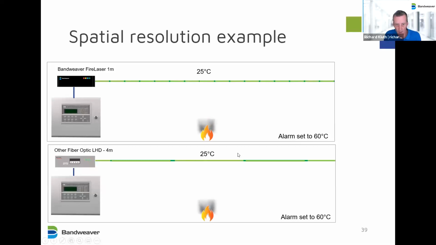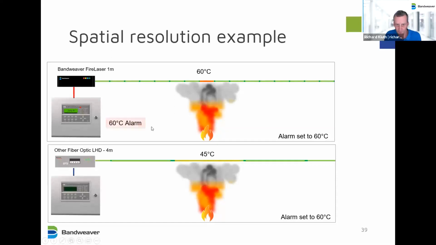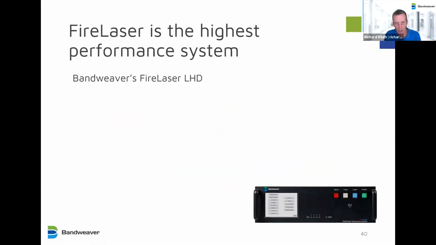So as the smoke starts to come in, you'll see the temperature rising. Here it's up to 40, here it's 35. As the flame spreads, we get, and you can see as it evolves at the end, the system here is measuring the 100 degrees C, here 56 degrees C, and it still hasn't alarmed. So you can see the power of the finer spatial resolution.